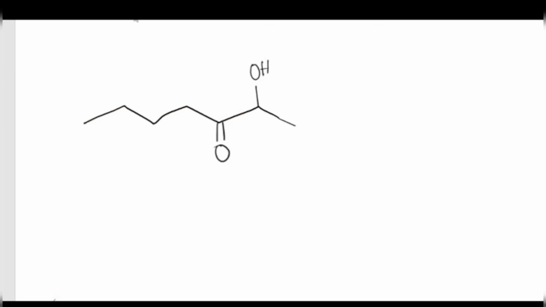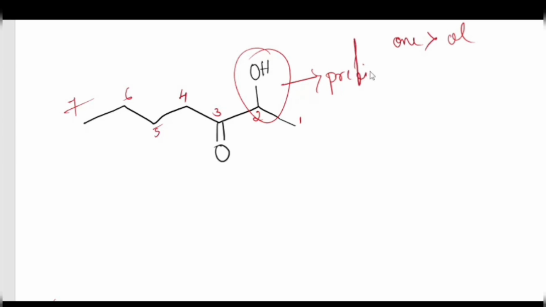This is another example. I have to start numbering from this particular end, because the group will get the least number. 6 and 7 are there, and here we know that the oxo group, whatever the ketone group is there, will get the highest priority compared to alcohol. That's why this is the main functional group, and this hydroxy group is the substituent functional group. So for this I have to add a prefix. What is the locant of this particular one? That is 2, and capital H.